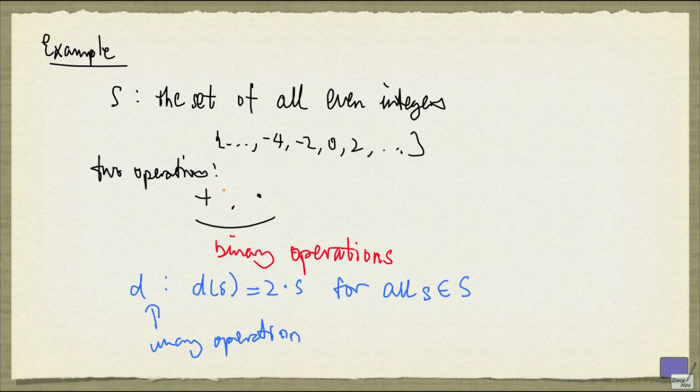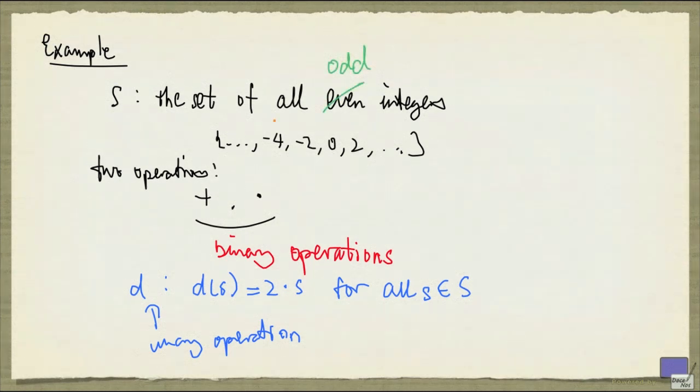Now notice that we cannot get elements outside of the set S by performing any of these operations, because if you take any 2 elements from S, when you add them, you also get an even integer. And if you multiply any 2 elements from S, you'll end up with an even integer as well. And obviously, if you double an element, you get an even integer.